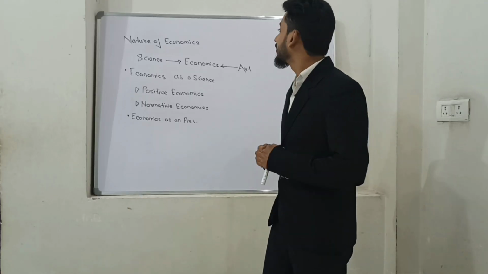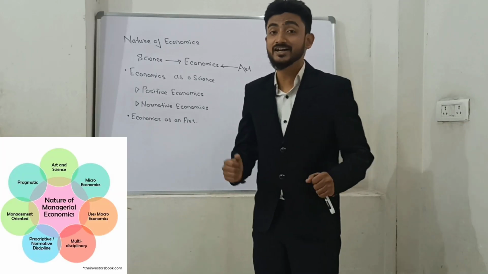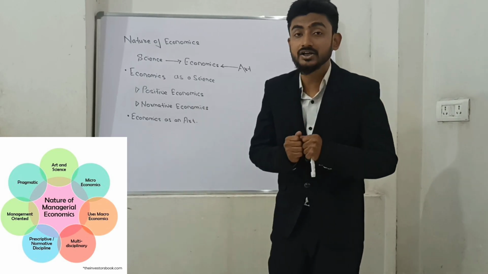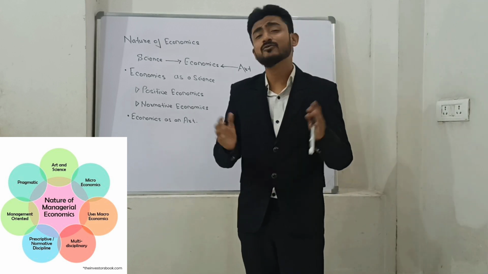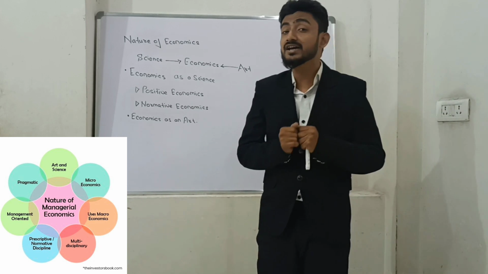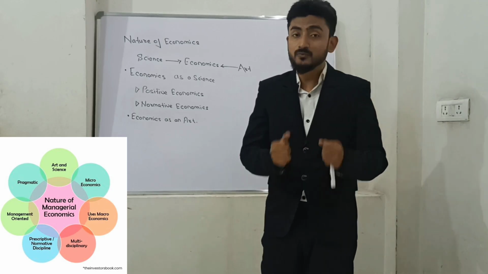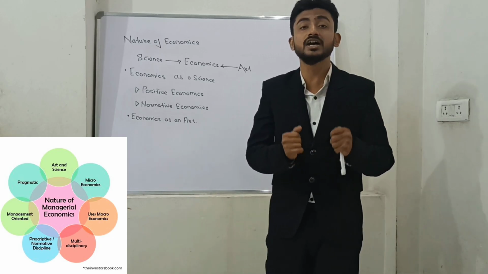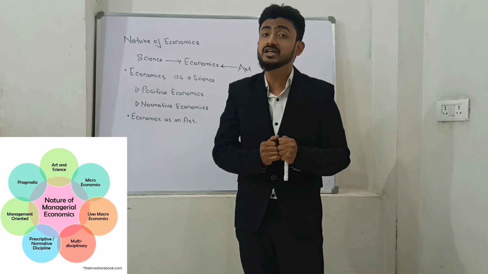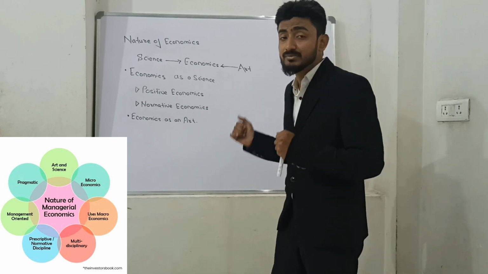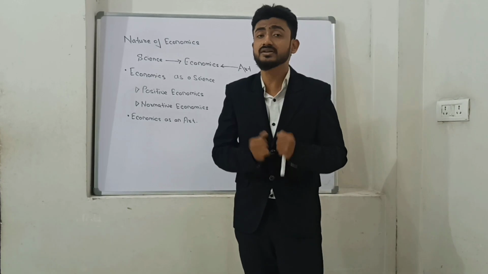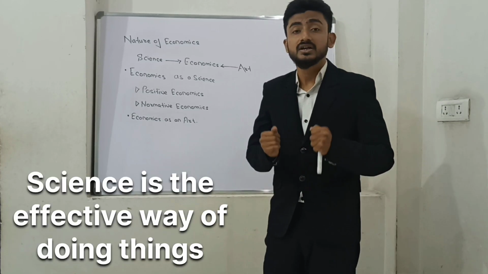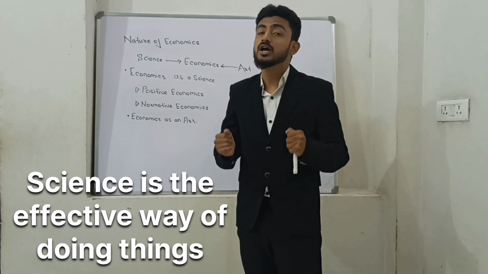So now let's talk about the nature of economics. As I have already told you, economics is a science as well as an art. Now the question arises: why do we call it a science? Science is an organized branch of knowledge which tells us the cause and effect relationship between economic agents. It generally integrates with mathematical and statistical science. It also identifies the relationship between price, demand and supply of the product.